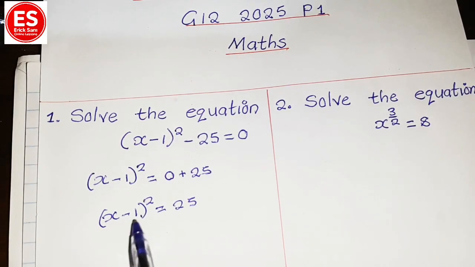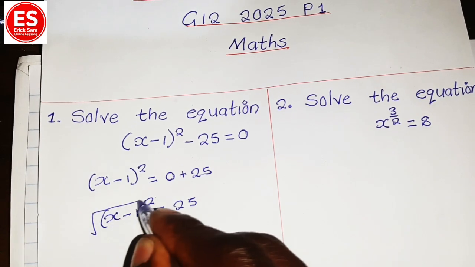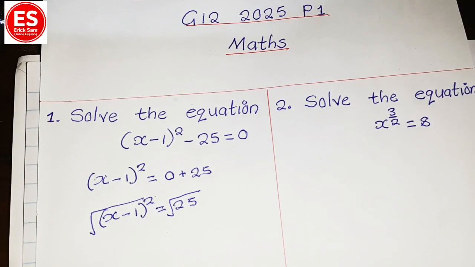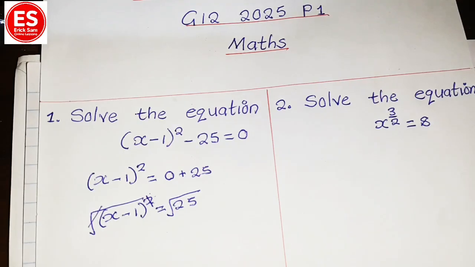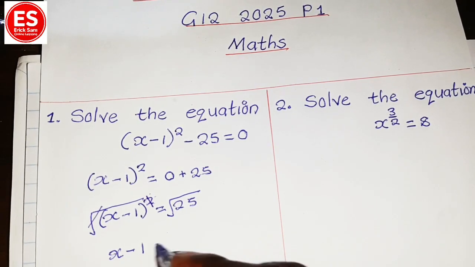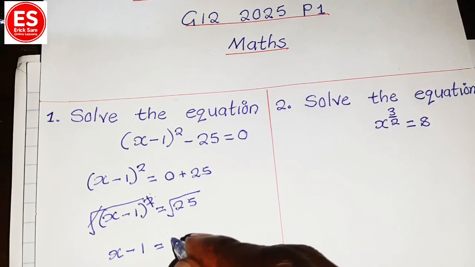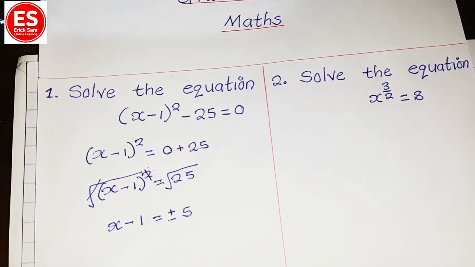Now, what are we going to do? Remember, we have power 2 here, so we have a square. To remove that 2, we have to introduce a square root, so square root both sides. Having done that, the 2 is going to cancel with the square here. So we are going to remain with x minus 1 is equal to, what is the square root of 25? Of course, it's 5, so it's going to be positive or negative 5. Remember, you're going to have two answers there.